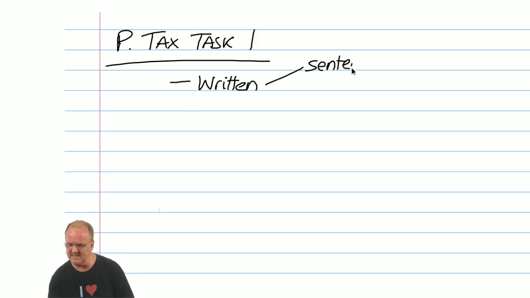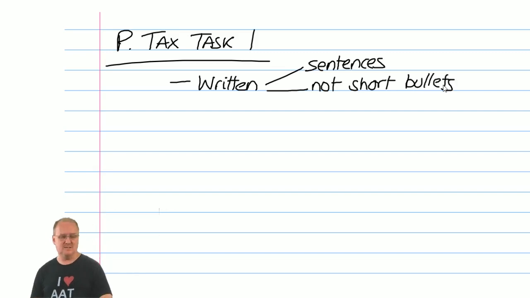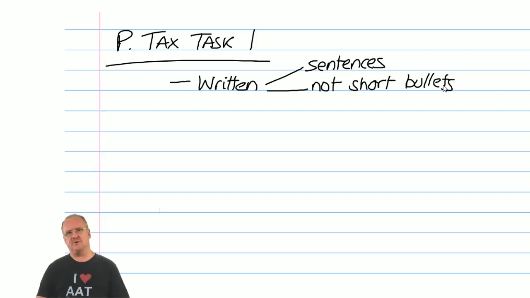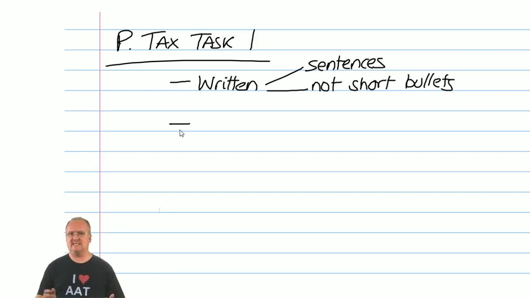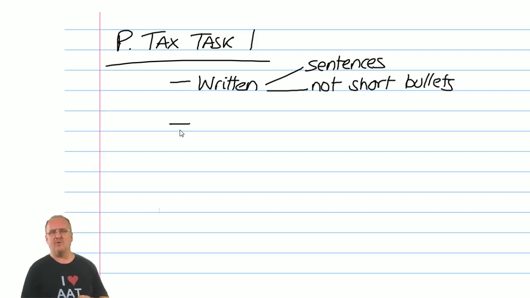You are expected to provide full sentences and not what I'm doing here, short bullet points. But there is some good news if you're not sure where to start. Because the AAT for all 3 tax units provides reference material that you're allowed to use during the assessment. It will appear on the right-hand side of the assessment screen.